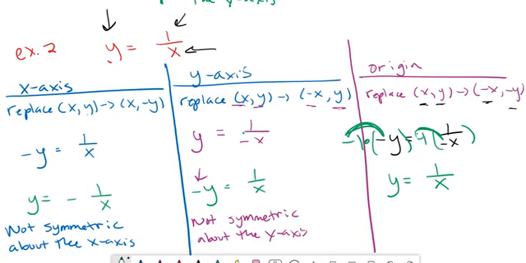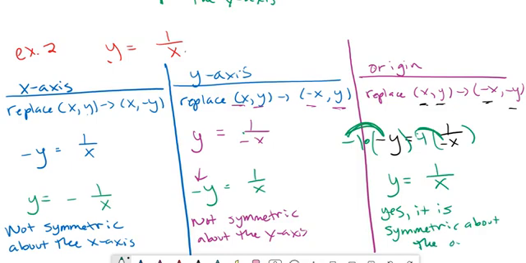And notice, this time when I did that, it does actually end up matching exactly back to the original. So in this case, I know it didn't look like it when it was written as the black equation, but we showed that it really was by multiplying both sides by negative 1. So in our simplifying, we showed that it actually was the same. And so then we could say, yes, it is symmetric about the origin.